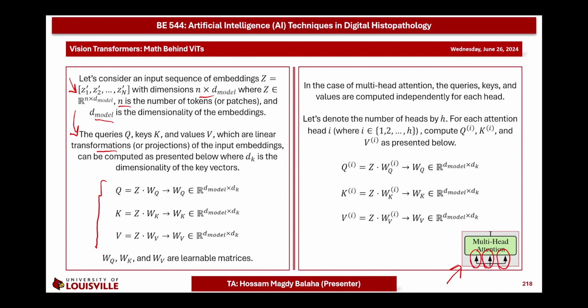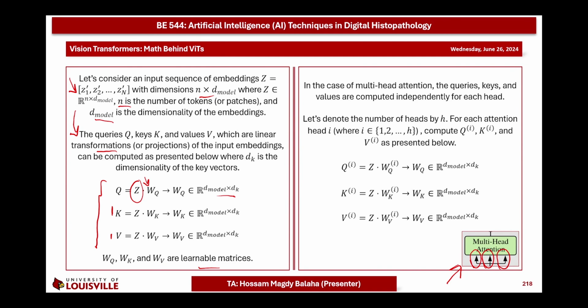To compute the Q, we multiply Z, which is the input sequence of embeddings, by WQ, and the same for keys and values, where WQ, WK, and WV are learnable matrices that will be tuned in the training process. And the dimension of each will be d_model multiplied by dk, where dk is the dimensionality of the key vectors. Now we have Q, K, and V, which are the inputs to the multi-head attention, and it's worth noting that each of them is computed independently.